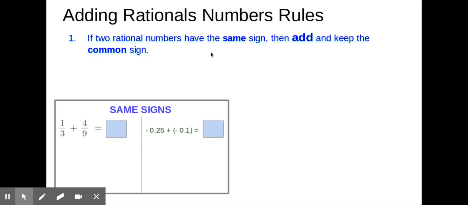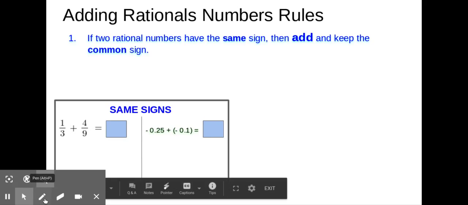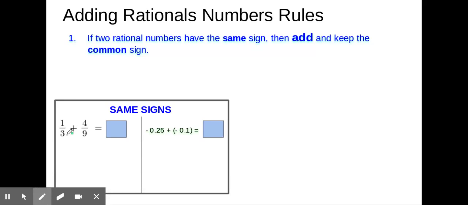So let's practice. If I have 1/3 plus 4/9, I know that they have the same sign. They're both positive. So I know in the end, my answer is going to be positive. But before I can add them, what do I have to do? I have to make sure that I have the same denominator.